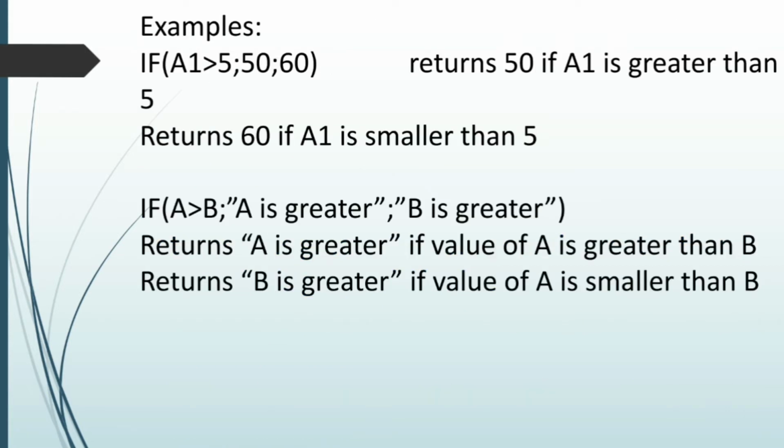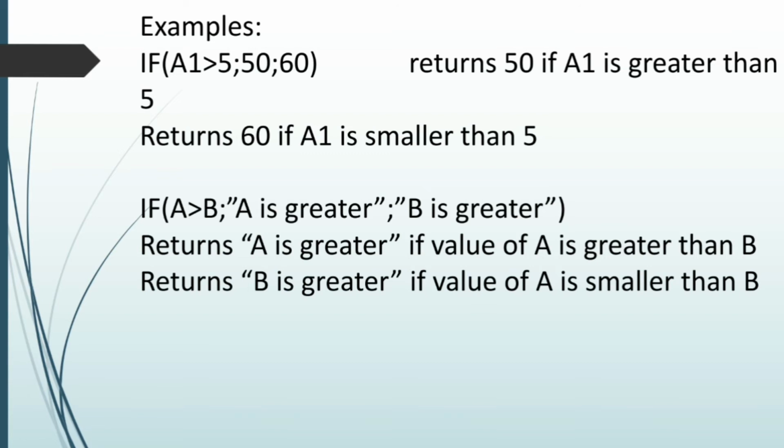Some examples are IF(A1>5, 50, 60). Here, A1 greater than 5 is the condition. If this condition is true, the first value would be returned. And if this condition is false, the second value would be returned. Here, if A1 is greater than 5, then it would return 50. And if A1 is smaller than 5, then this function would return the value 60.